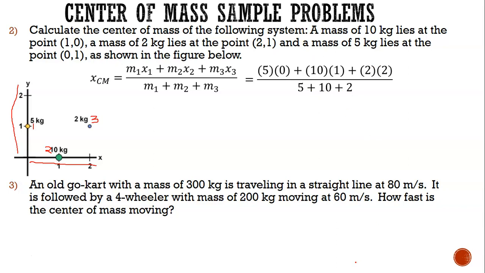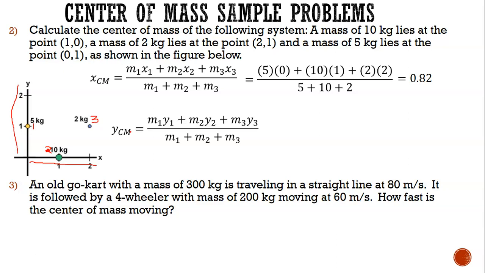So you end up dividing those 2, and you get 0.82 as your center of mass along the x-axis. So that's going to be right around here-ish. Remember, this is object 2. Now we want to find the center of mass along the y-axis. So we're going to just substitute in our y coordinates.